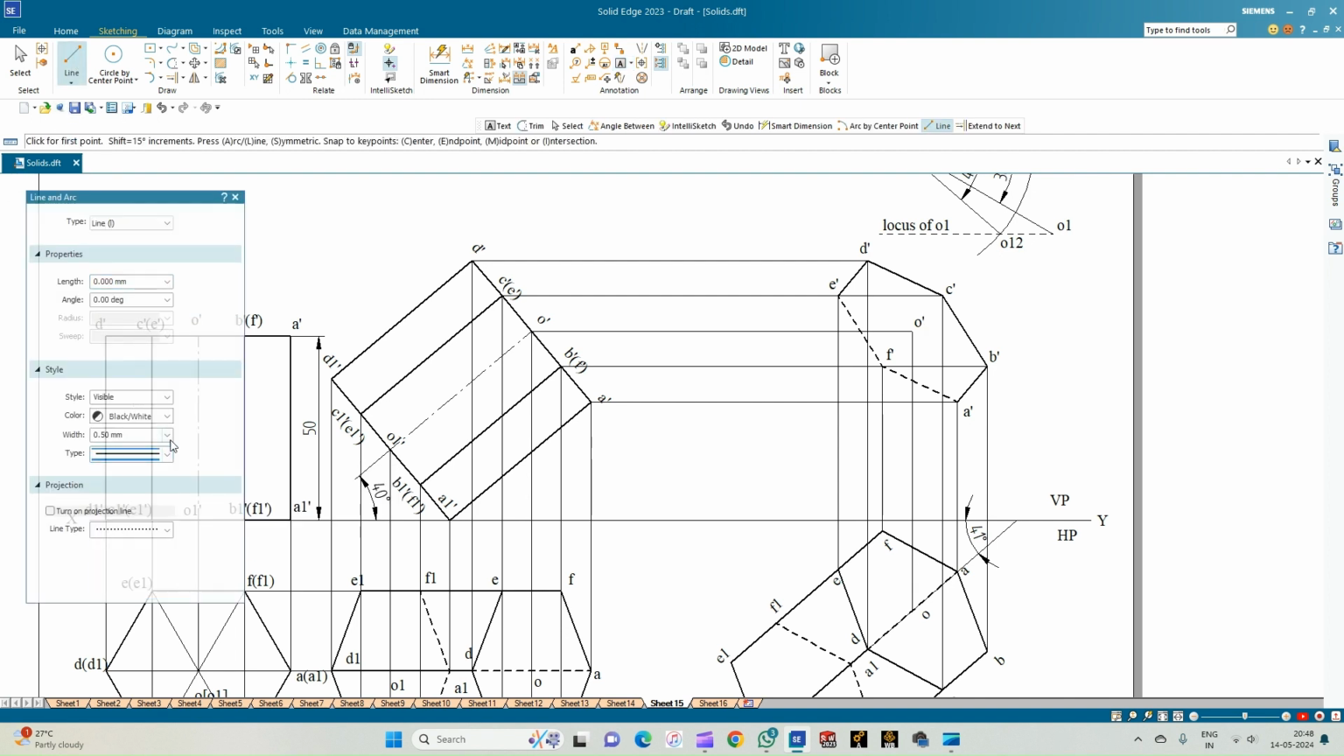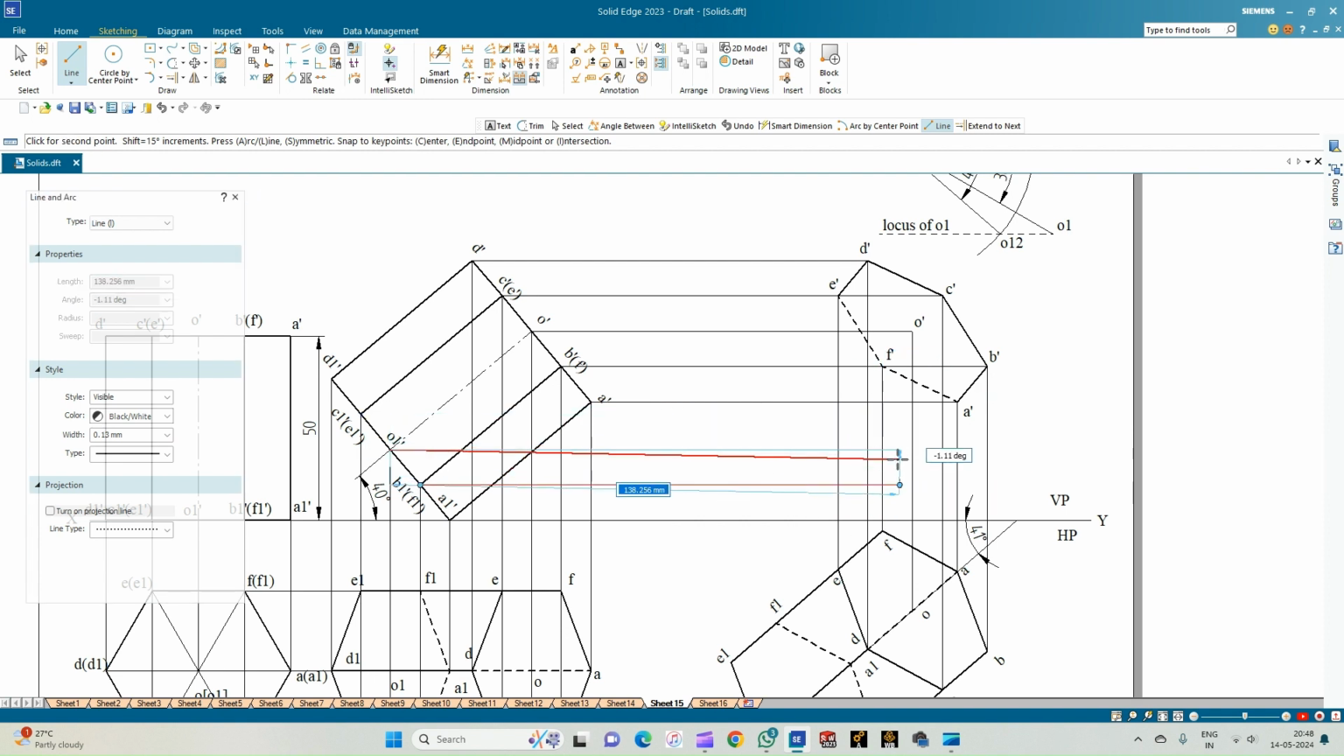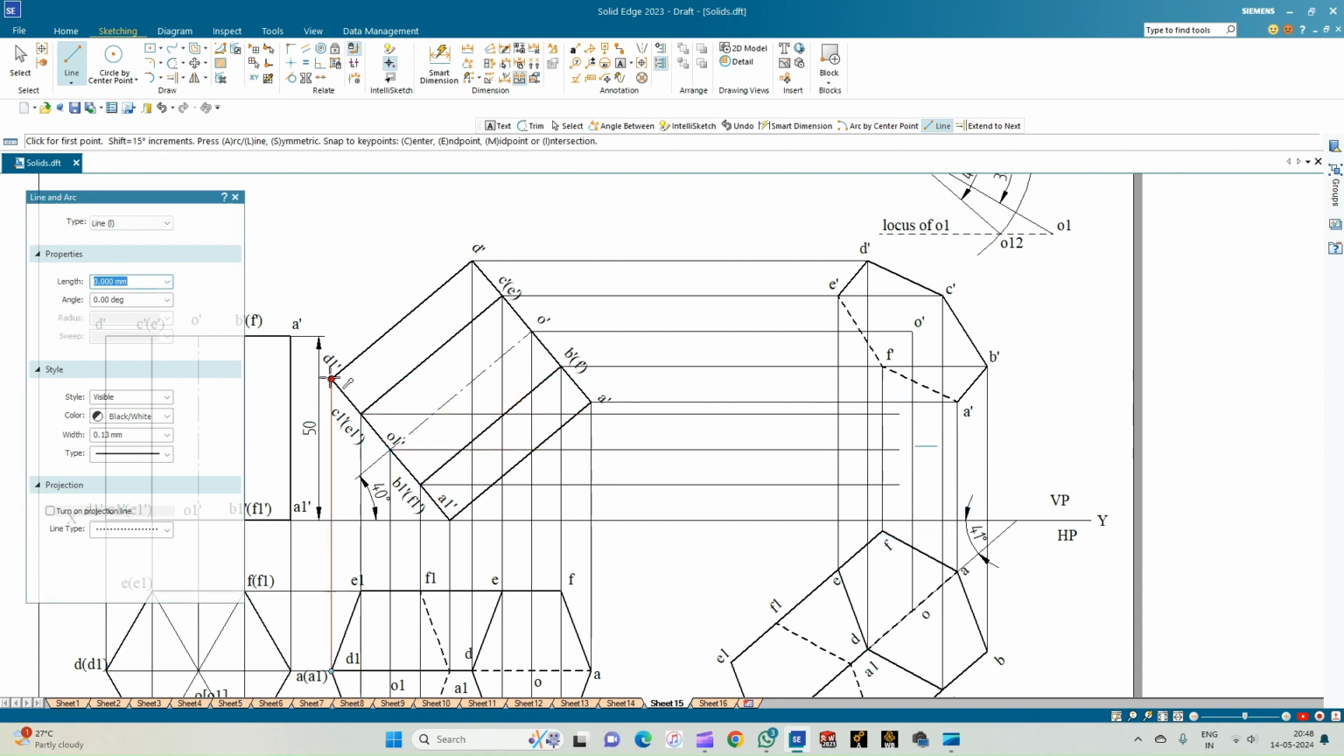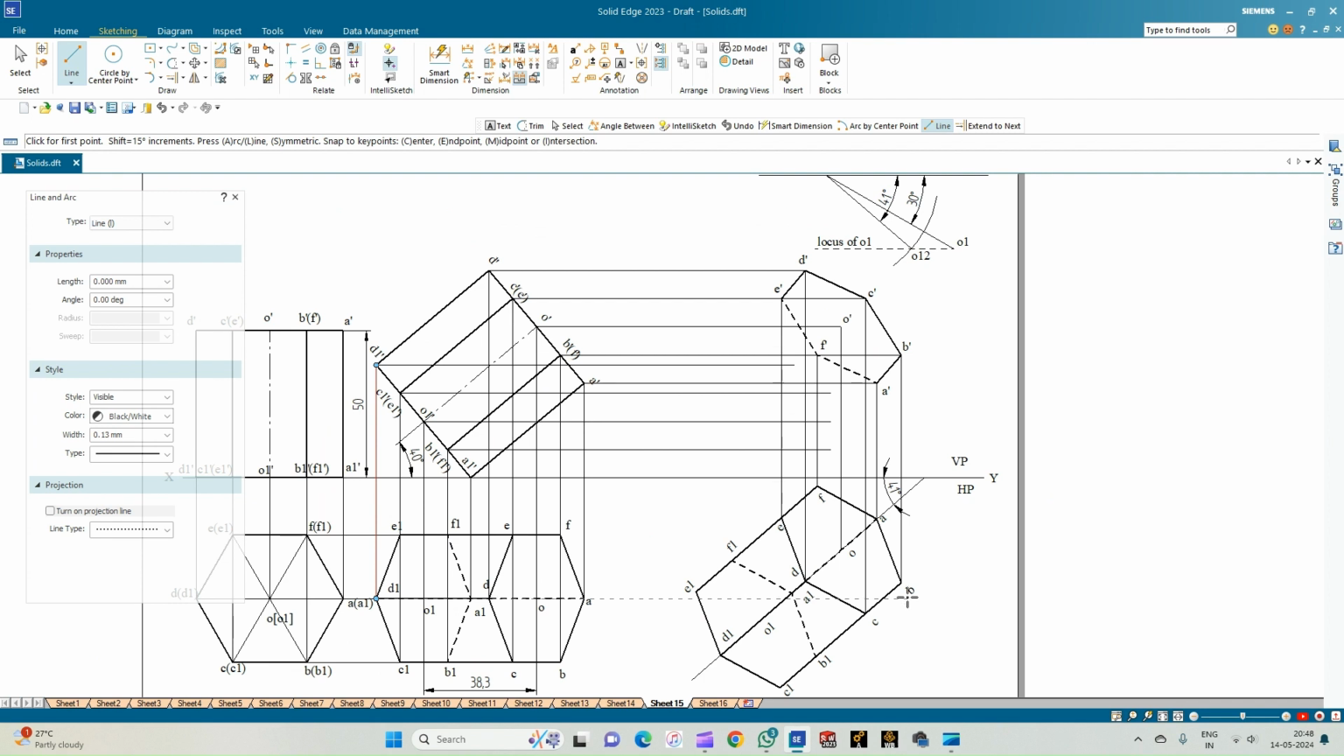So let us select the line of thickness 0.13 mm. Anyways, the corner A1 is on the XY line. So from B1, F1, let us draw a line. Similarly, from O1, let us draw the horizontal line. C1, E1, let us draw the horizontal line. And D1, let us draw the horizontal line. So all these lines will be either 0 or 180 degrees.